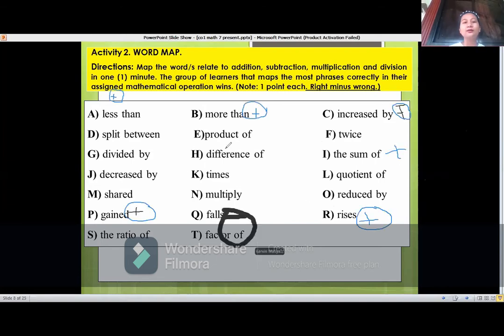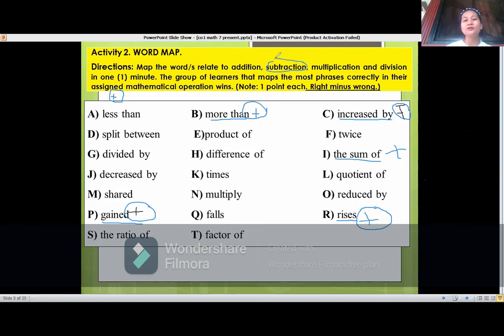So the words that correspond to addition are, let us read. More than. What else? Increase by. What else? The sum of. What else? Gain and rises. Okay, so after addition, let us proceed with subtraction.